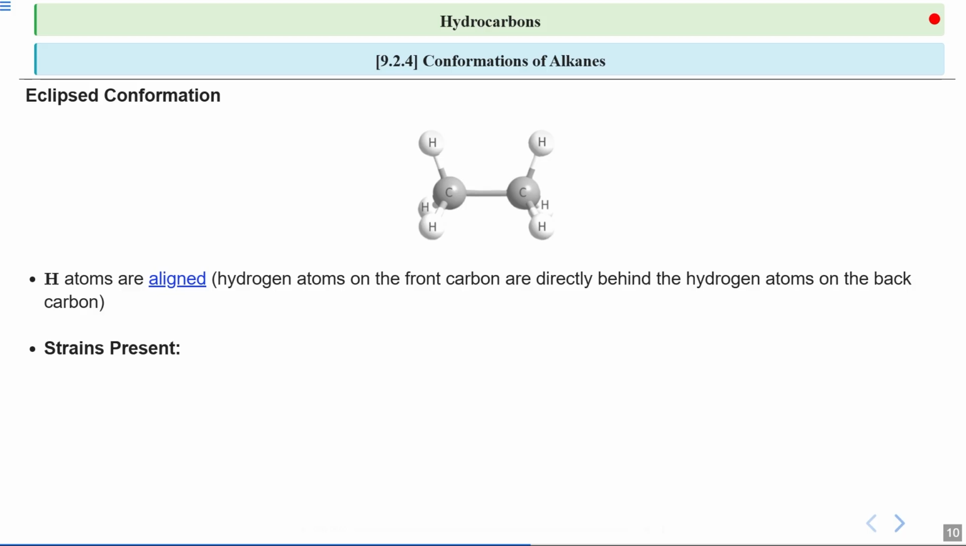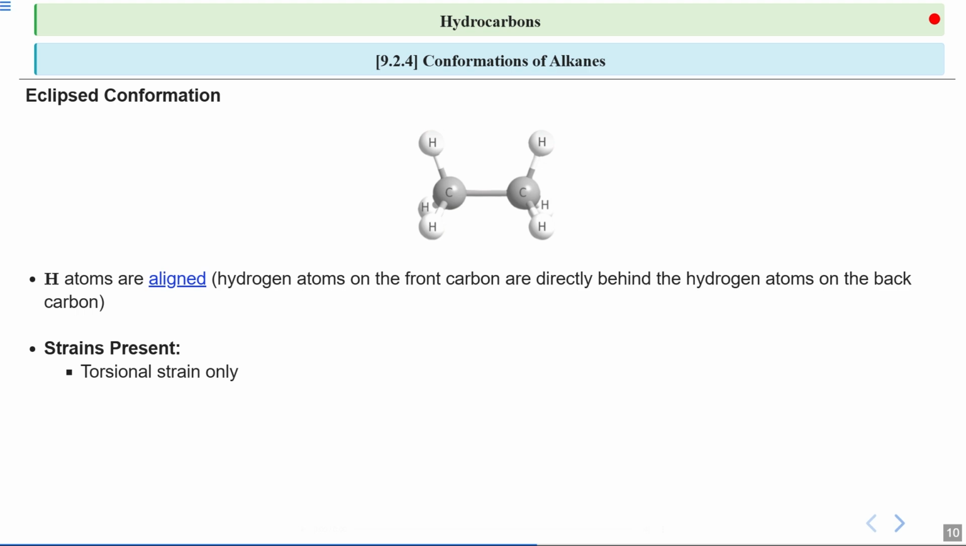Then we are now seeing what kind of strains are present here. Strains are forces that can affect the stability of a molecule. We have seen it. Now we will see what types of strains are available in this eclipsed conformation.